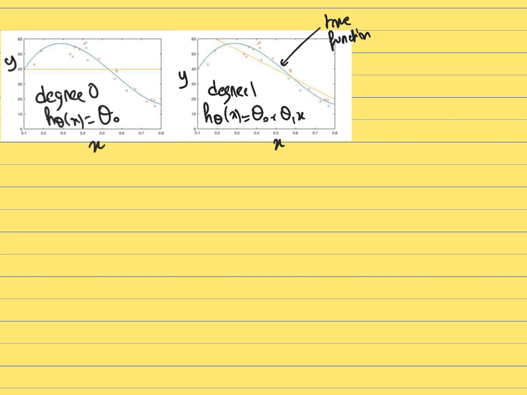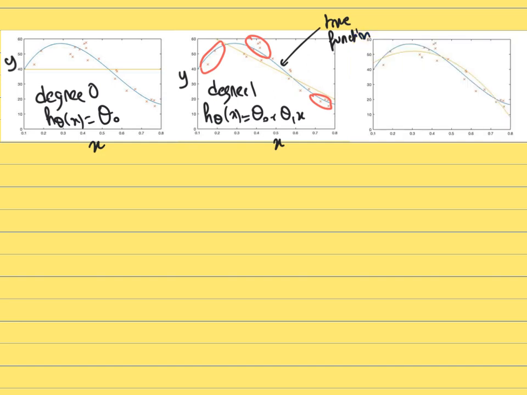In this case, as you can see, the yellow line is not doing a bad job, but it's clearly not capturing the complexity of the model. It's making a big mistake here. The error is going to be pretty high. It's not good at capturing the complex relationship between x and y.